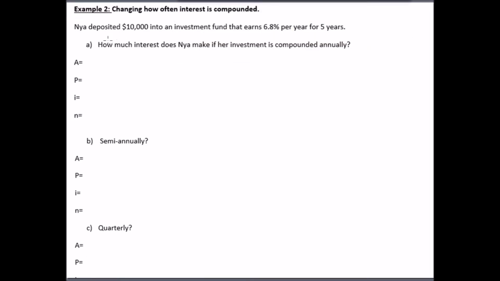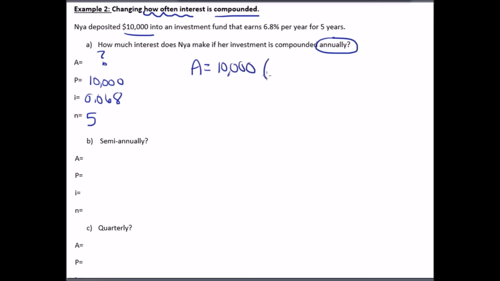Okay, now let's take a look at changing how often interest is compounded, so the compounding periods. So now I deposited $10,000, so that's the principal amount, into an investment that earns 0.068% for 5 years. How much interest does Naya make if her investment is compounded annually? So we divide by 1, which we don't have to do, and we multiply the n by 1, which we don't have to do. Okay? Because we know that anything multiplied by 1 or divided by 1 is going to be itself.